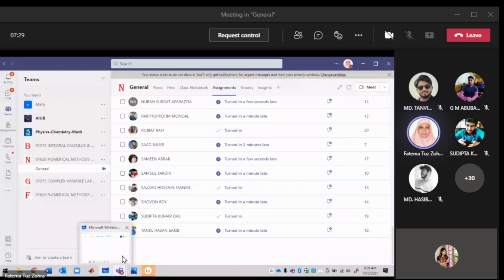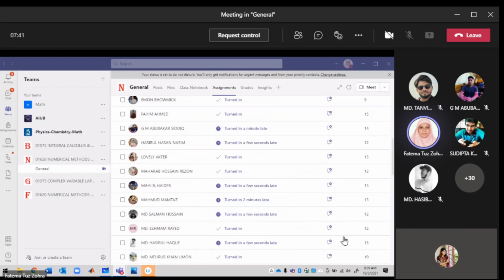So I have shared my screen with you. You can see? Yes, ma'am. That is your assessment 1. So see, there's a written term: turned in a minute late, turned in a few seconds late, turned in 2 minutes late. So a single minute will deduct a single number. So if you're done with this page, I'll just go to the next one.